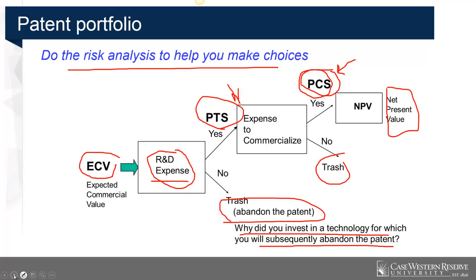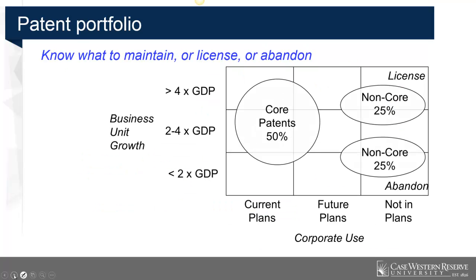So companies will have bloated IP protection budgets and a lot of lawyers and things like that to keep things going, when in fact they could prune their patent portfolio and be just as competitive in the marketplace. Knowing what to maintain, license, or abandon is part of strategy.